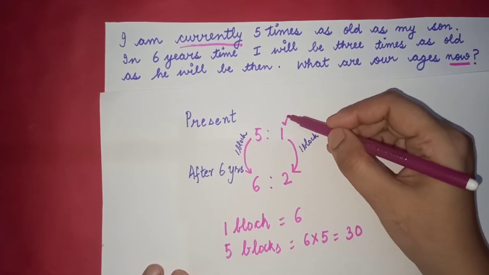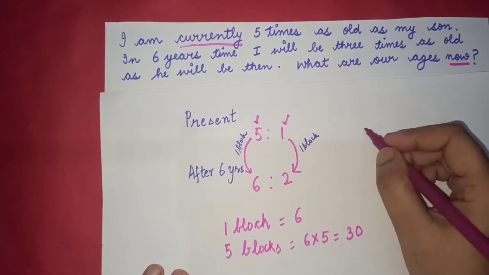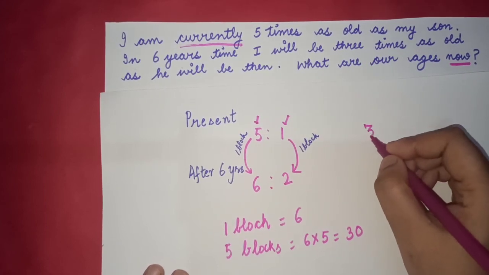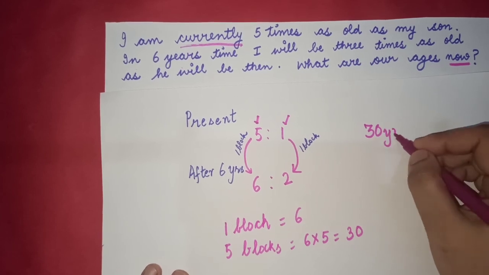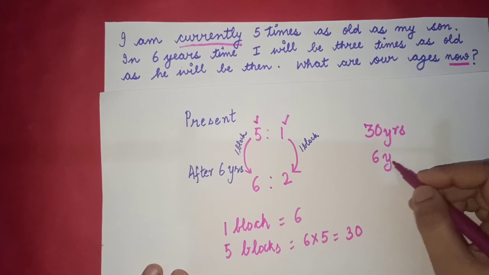So what do we get here? This is 6 and this is 30. So at present the father's age is 30 years and the son's age is 6 years.